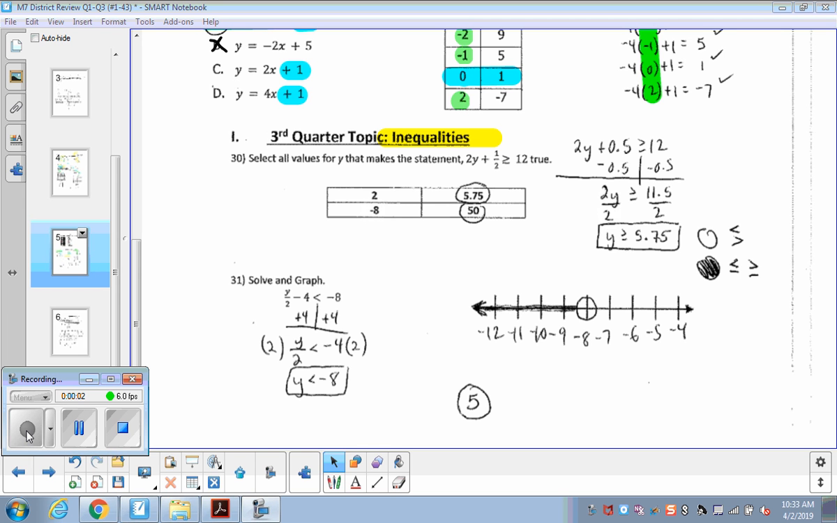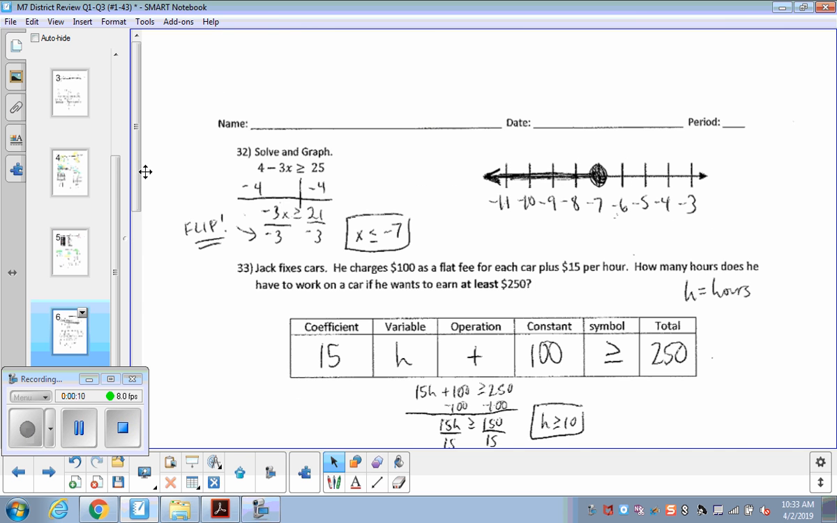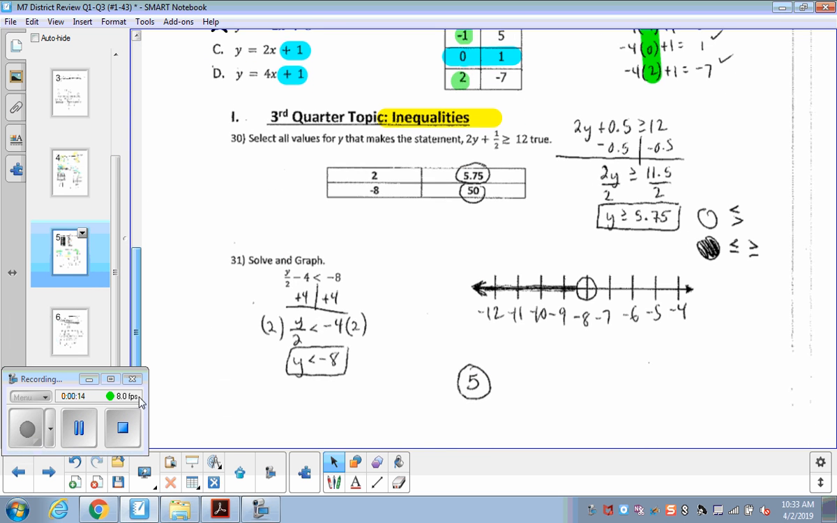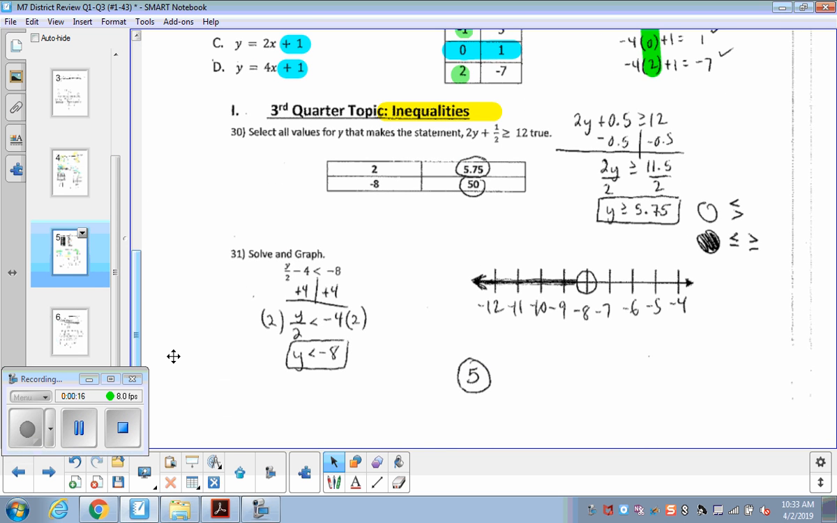So in this video, we're going to be taking a look at the third quarter topics, inequalities, and we'll just be going through questions 30 through 34 in this video, just the inequalities ones, okay? All right, so for question 30, we want to select all values that make the statement true.